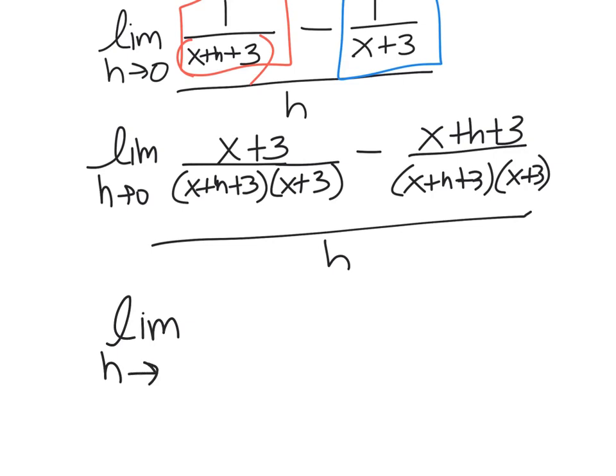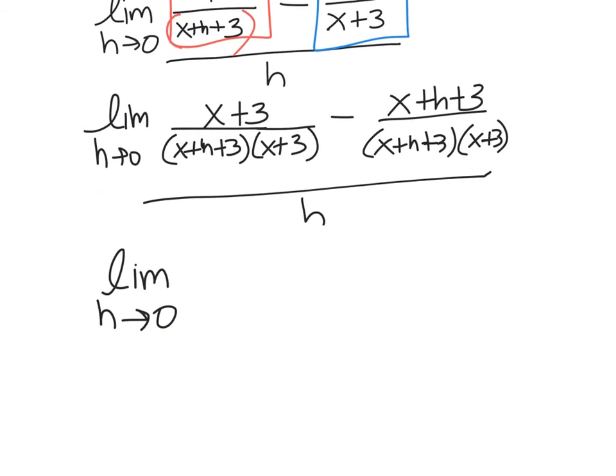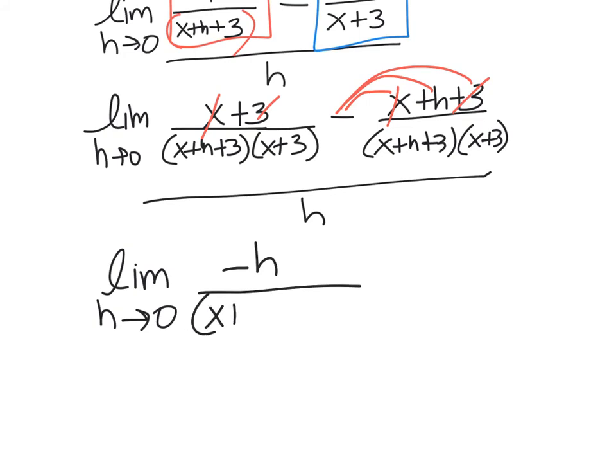So now let's go ahead. The limit as h goes to 0, and let's combine our numerators. We're going to leave that h where it's at on the bottom, but we want to combine this whole top part into one fraction. So don't forget, you're going to take that negative and distribute it. So what do we get? Our x's will cancel out, and 3 minus 3 becomes 0. What are we left with up top? Negative h. And then on the bottom, we have x plus h plus 3 times x plus 3. Now remember, this is all over h still.